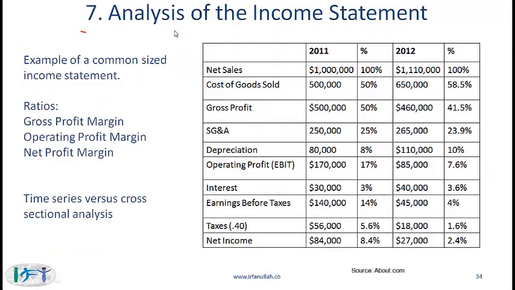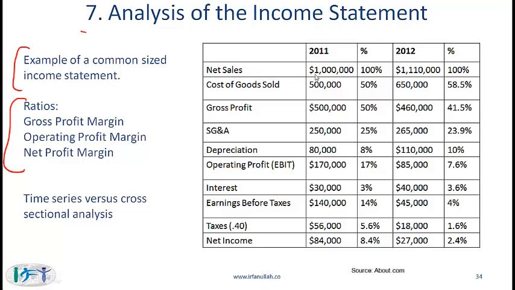Coming now to section 7, which is analysis of the income statement. Broadly speaking, there are two ways to analyze the income statement, and both these methods are actually related. One is to look at a common-sized income statement. The other is to look at ratios. With a common-sized income statement, every item on the income statement is taken as a percentage of sales or net sales. Here we are looking at every item as a percentage of net sales.